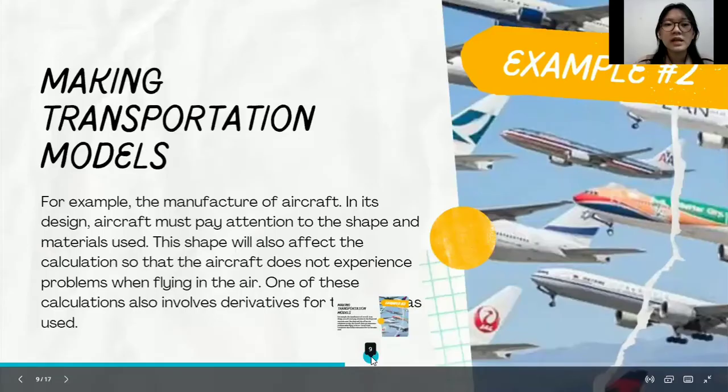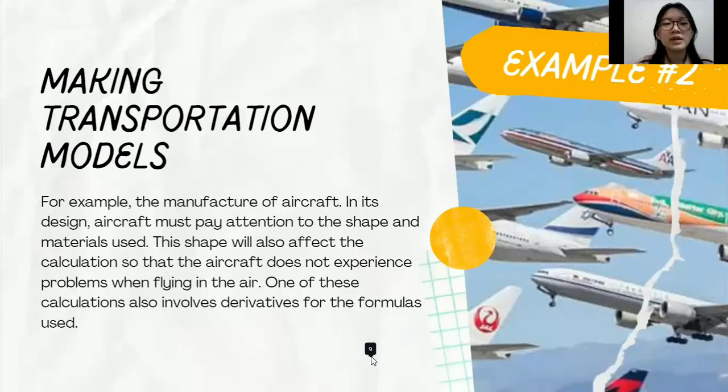For the second example, we are going to use derivative to make transportation models. For example, the manufacture of aircraft. In its design, aircraft must pay attention to the shape and materials used. This shape will also affect the calculation so that the aircraft does not experience problems when flying in the air. One of these calculations also involves the derivative as the formulas used.